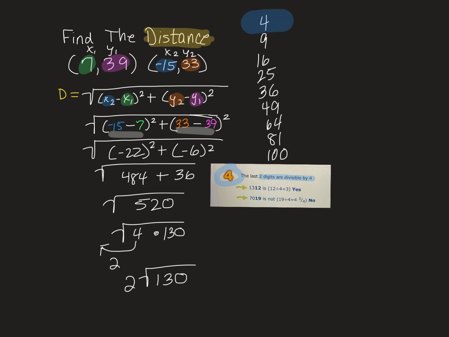but 4 does not go into 30, right? 4 is not a factor of 30. So 4 is out the window. So I'm going to kind of mark that one off the list.